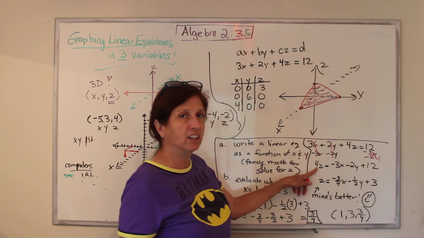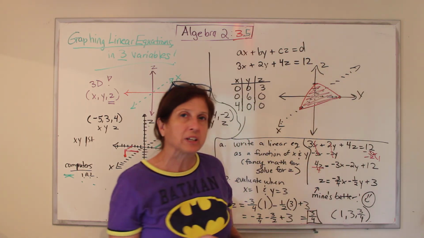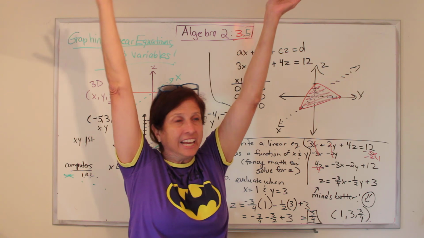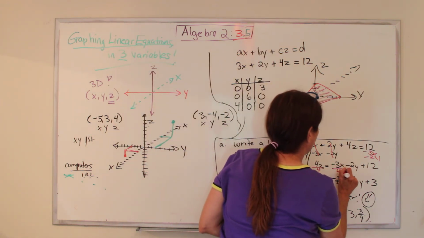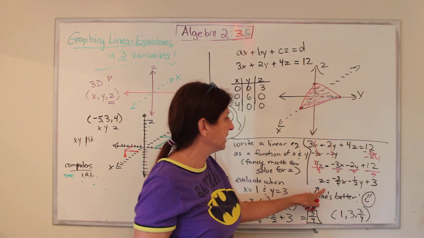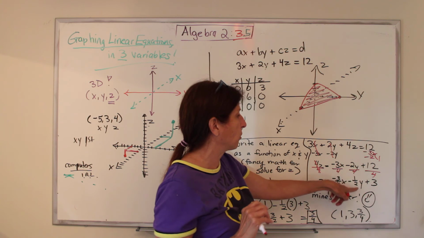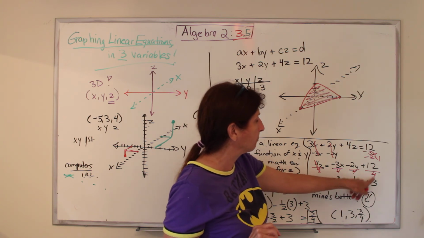Now z is not alone. It's being multiplied by 4, so what's the opposite? Divide by 4. Who gets divided by 4? Everybody! It's a pirate party. Divide by 4, divide by 4, divide by 4. These cancel out. So z equals negative 3/4 x minus 1/2 (2/4 reduces to 1/2) y plus 3.